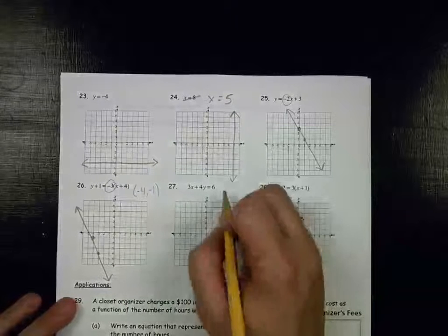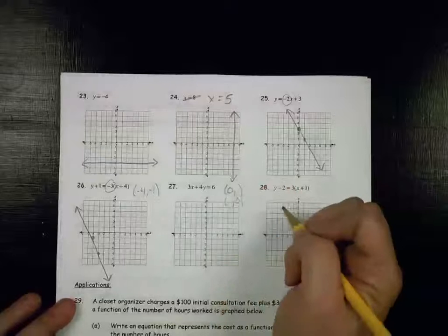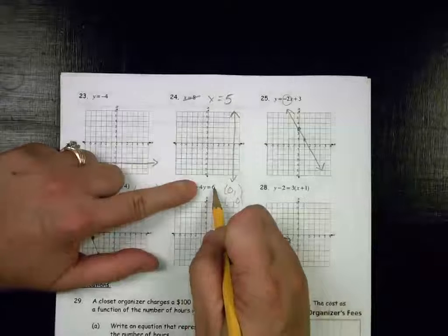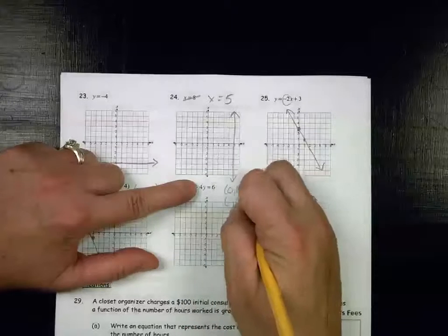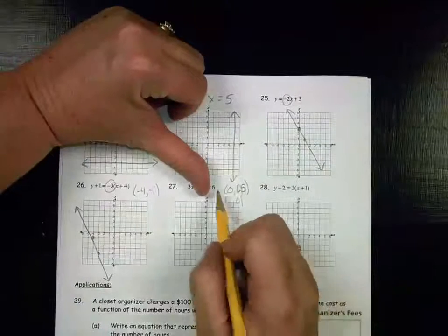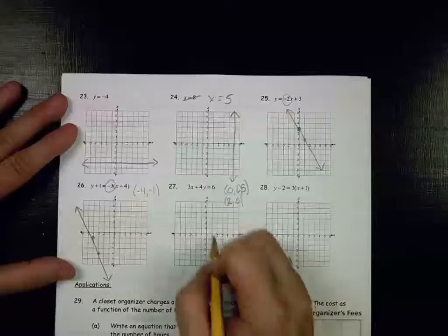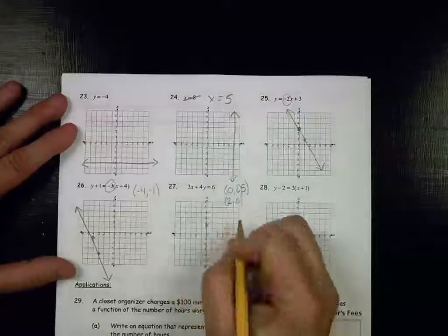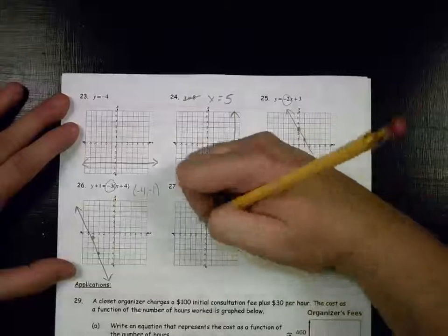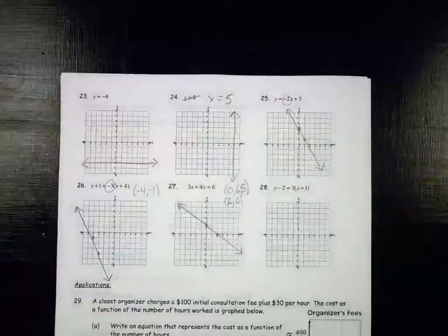27, we let x be 0 and y be 0. If x is 0, 6 divided by 4 is 1.5. And if y is 0, 6 divided by 3 is 2. So we have 0, 1.5, and 2, 0. And your line goes like that.